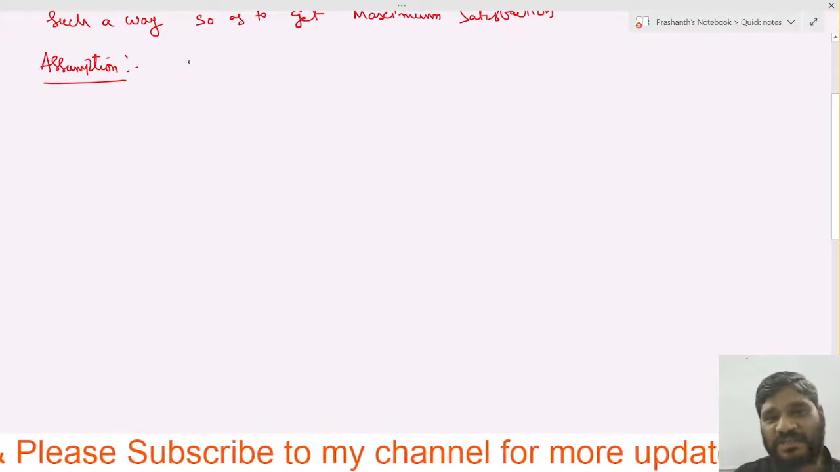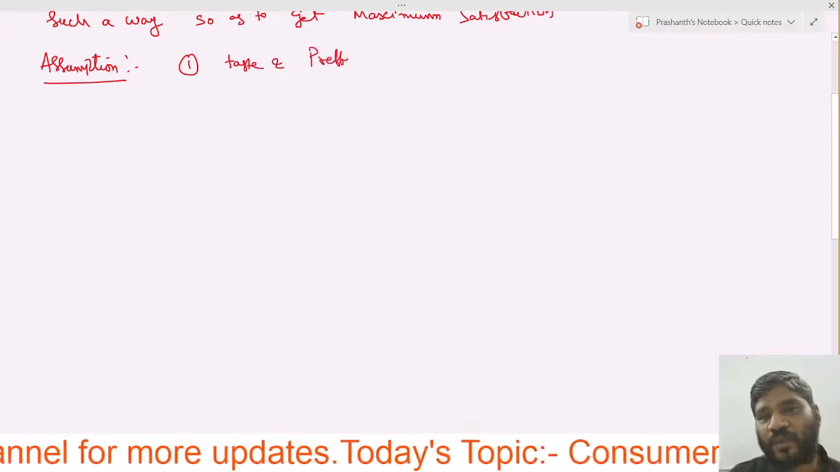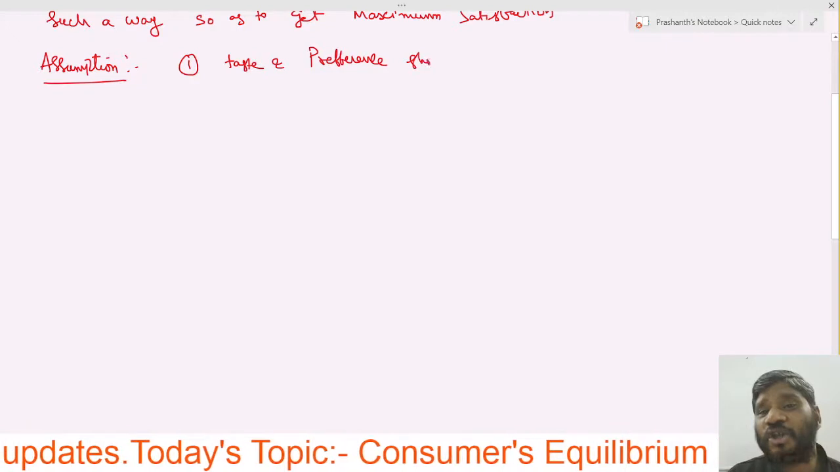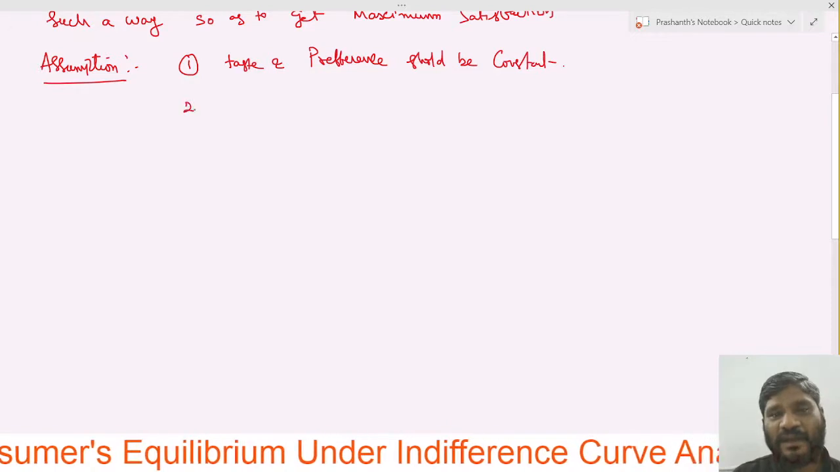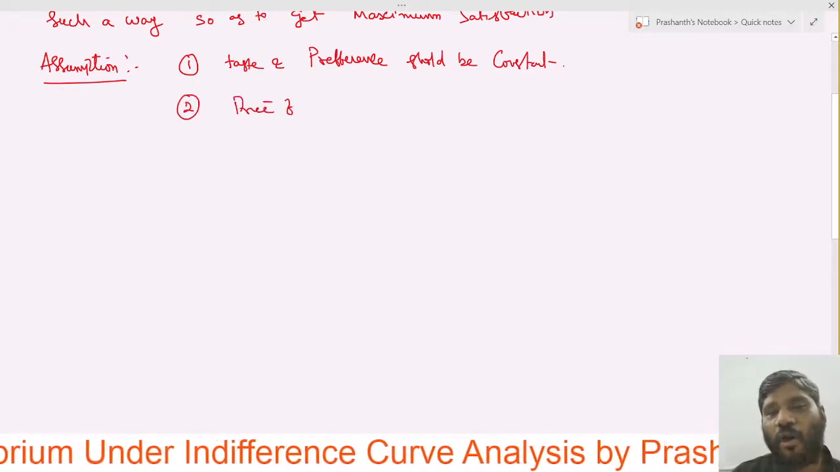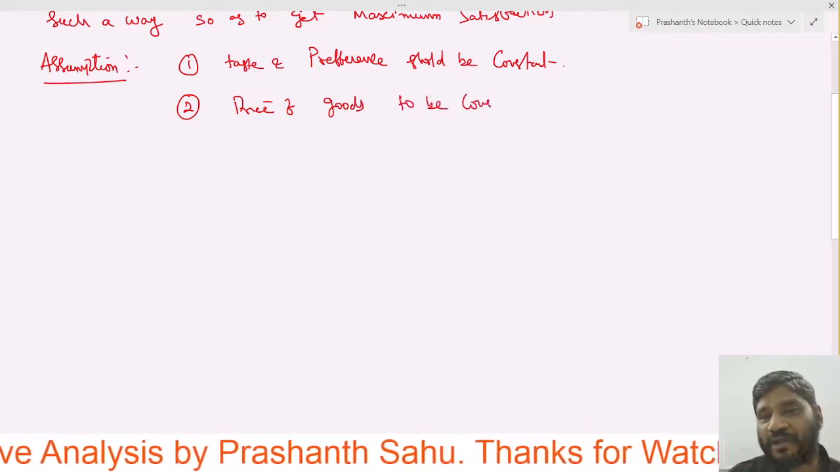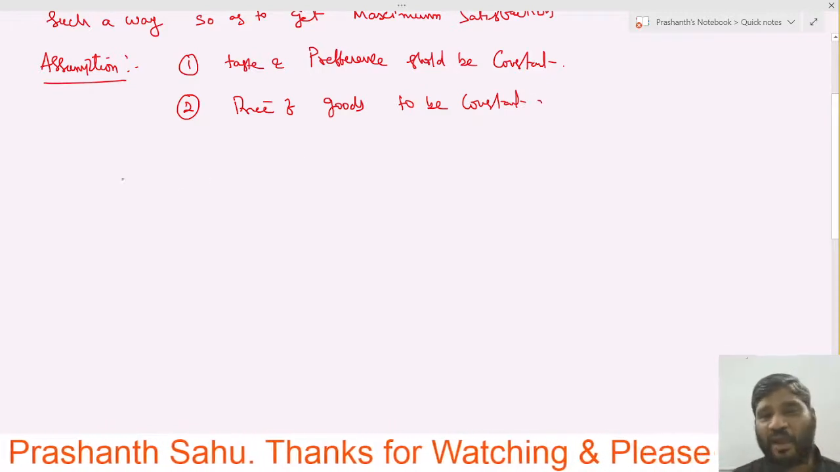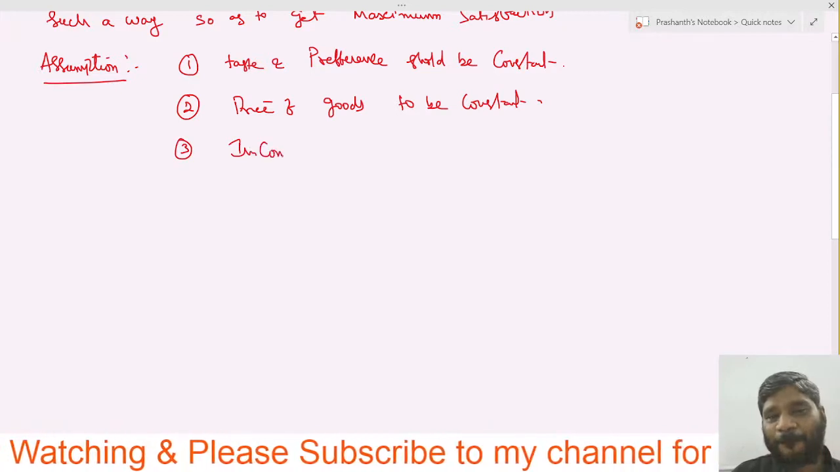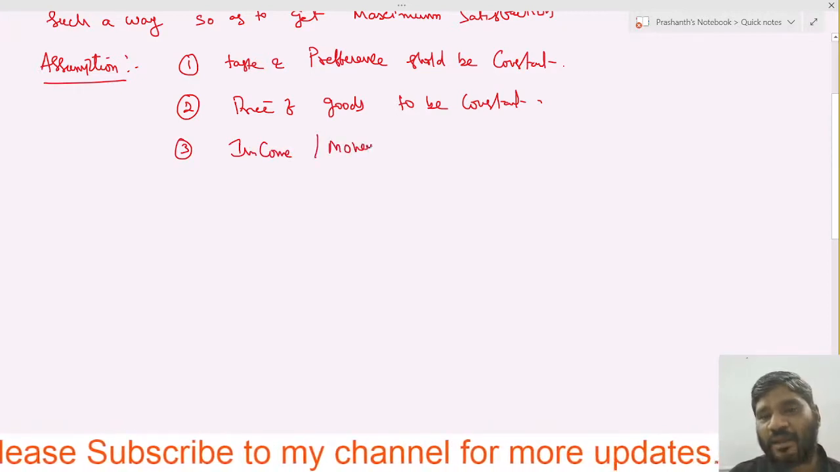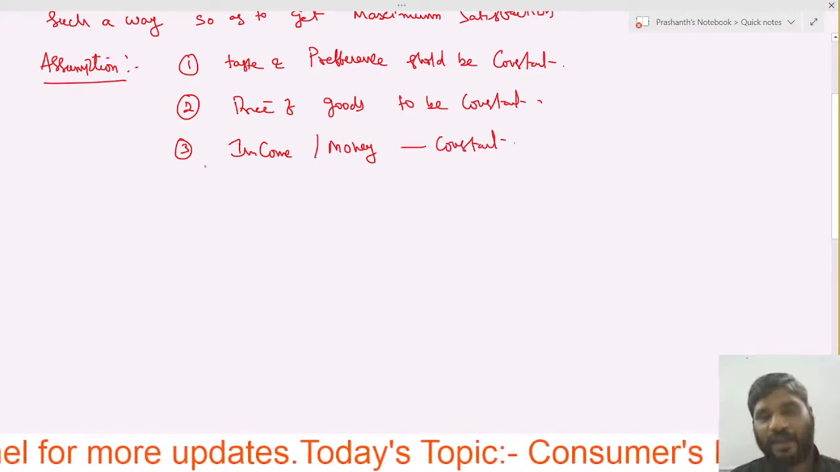What are the assumptions? Number one, taste and preference should be constant. Next, price of goods should be constant. If the price of goods is not constant, then the law cannot be applicable or explained. Next, income or money should also be constant.